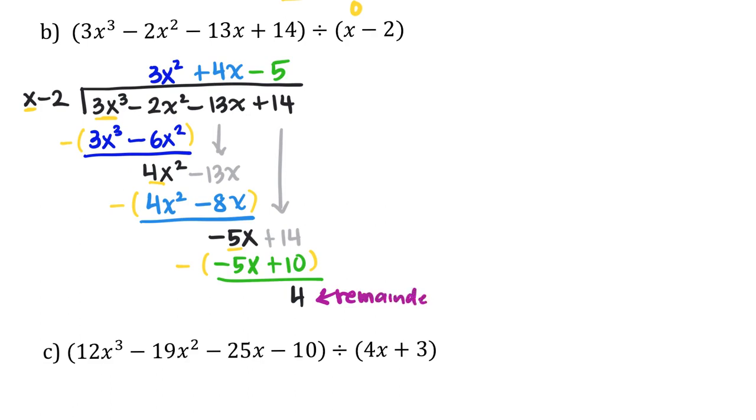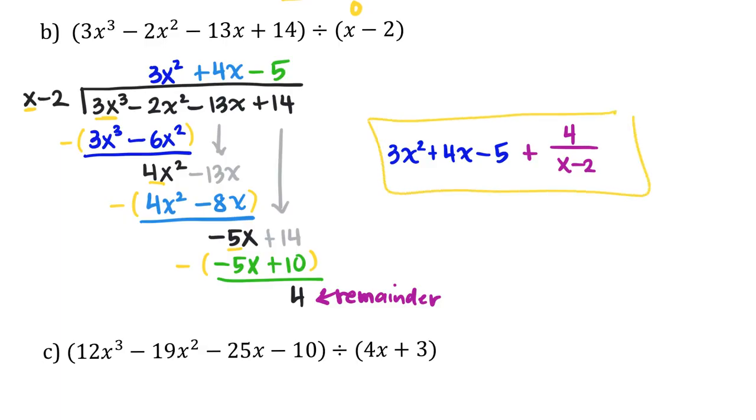Because there's a remainder, I'm going to write my answer as a mixed fraction. So when I divided, I got 3x squared plus 4x minus 5. Now I have a remainder of 4. So I have 4 when I divided by x minus 2. So my remainder, I'm going to write it as plus 4 over x minus 2. This is a mixed fraction.